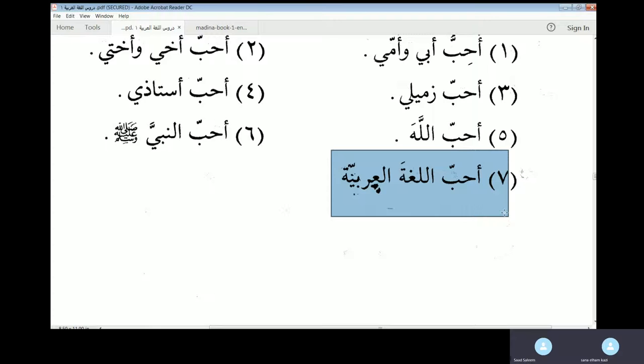Uhibbu lughat al-arabiyyah. Uhibbu lughat al-arabiyyah. Why is lugha mansub? Lughat al-arabiyyah is the object. Yes, it is object. And why is al-arabiyyata mansub? Al-arabiyyatu or al-arabiyyata? Al-arabiyyata, mansub. Why is it mansub?